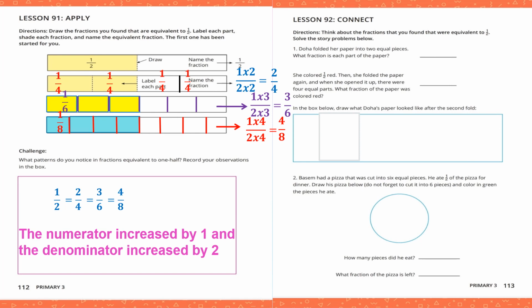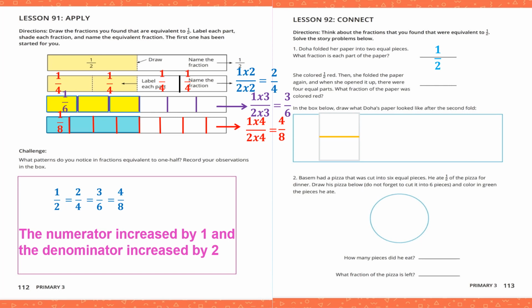Lesson 92. Solve the story problems. Number 1. Doha folded her paper into 2 equal pieces. What fraction is each part of the paper? If this paper, I folded it into 2 equal pieces, like this.